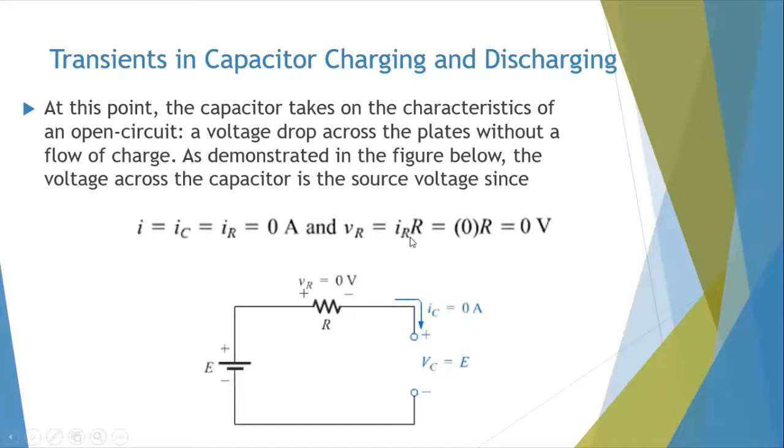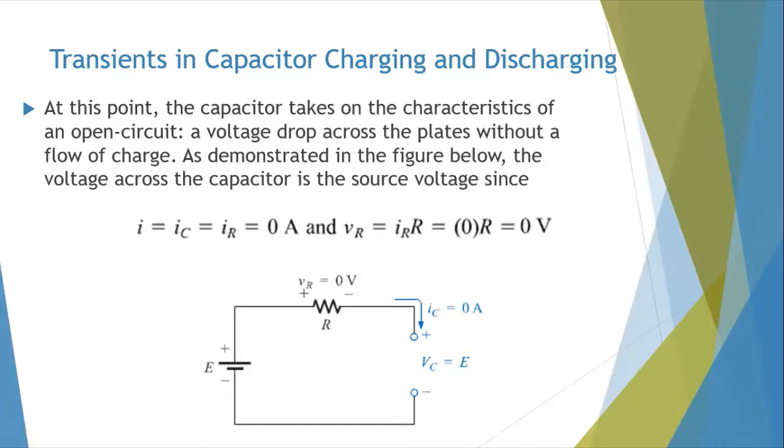Now, this is what I've just explained after the capacitor is fully charged. When your capacitor reaches a voltage of E, which is equal to the EMF of the battery, no current will flow because there's no potential difference. So the charging current becomes 0. From this point onwards, you can replace your capacitor by an open circuit, because it's an open circuit that has no current flowing through it.